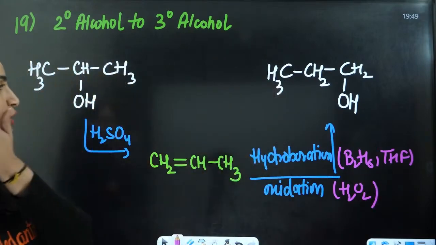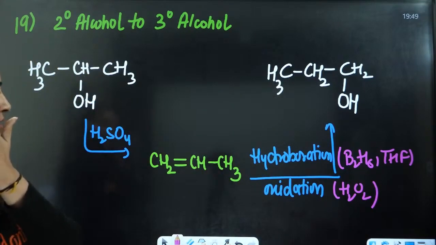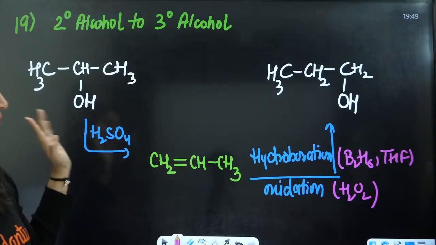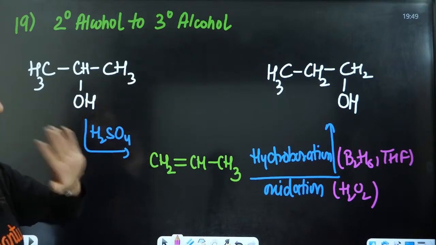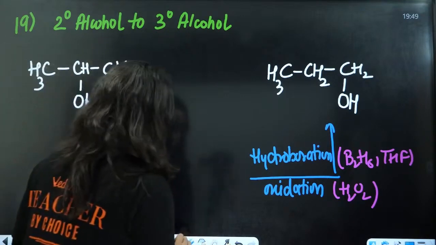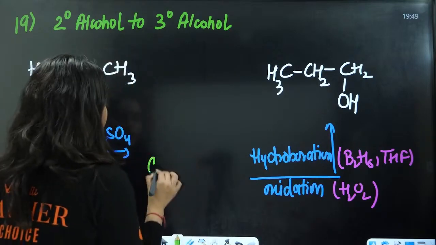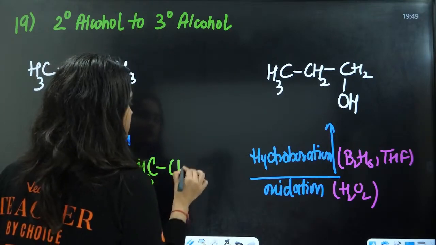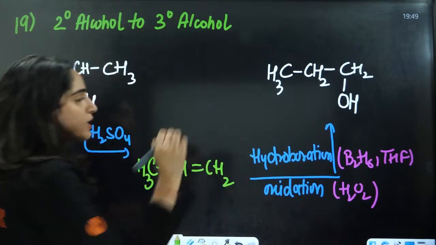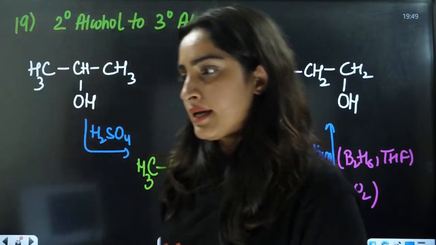So you are going to convert it into this. Yes, OH will be on the terminal carbon and we are going to convert it into this, right? For ease, you can also write it like this: CH3, CH double bond CH2. One and the same thing, right?